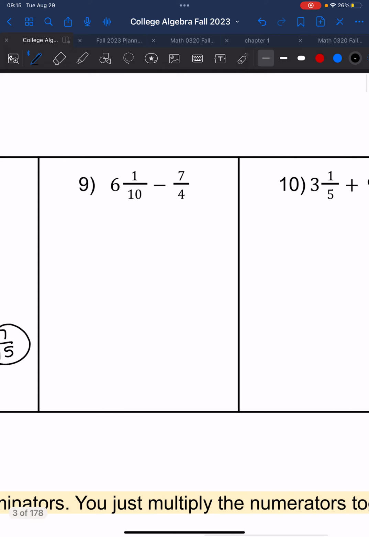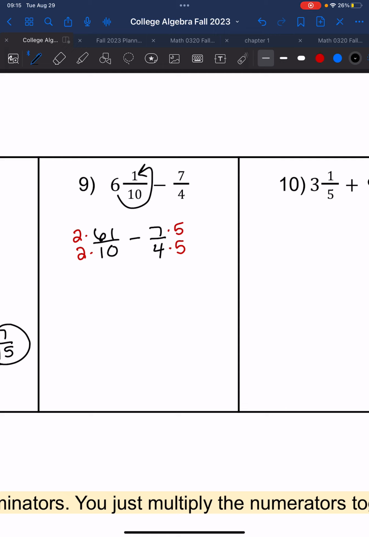Looking at number 9, again, turning this into an improper fraction first. So we have 61 over 10, and then minus that 7 over 4. Here, I know that I could find the lowest common denominator between 10 and 4 to be 20. So in order to make each one have a 20 on the bottom, this first fraction, I'm going to multiply the top and bottom by 2, and the second fraction, top and bottom by 5.